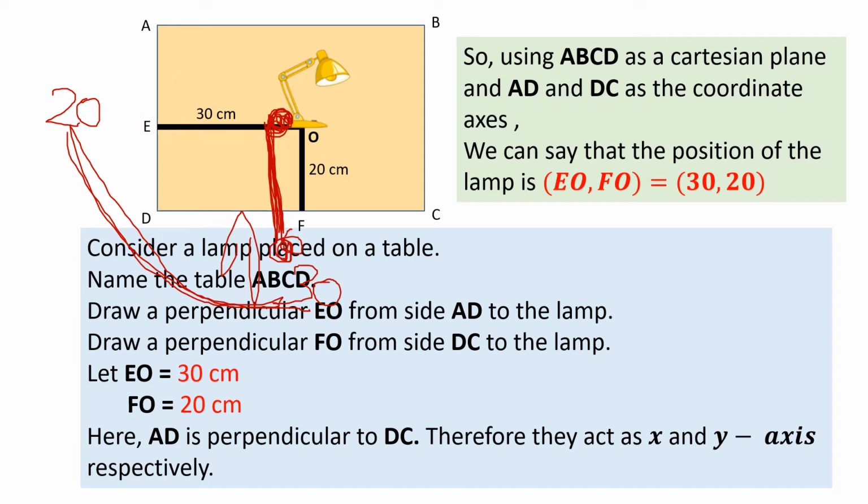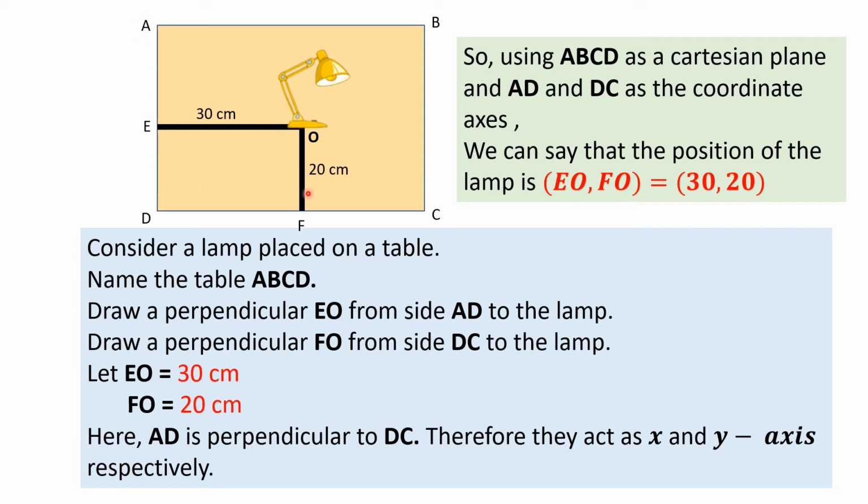We have taken this table as a Cartesian plane and the two sides of the table as the y and x axis respectively. Then I said that this is 30 centimeters, the length measured from the y-axis along the x-axis. So definitely this is the x coordinate, right? And this is the distance measured from the x-axis along the y-axis. So this is the y coordinate, like we studied yesterday. That means this is the abscissa and this is the ordinate. So I've written this abscissa and ordinate.